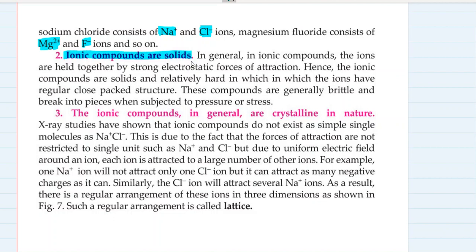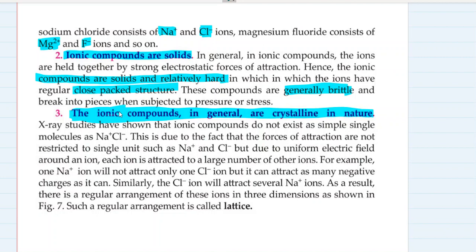Ionic compounds are solids. In general, in ionic compounds, the ions are held together by strong electrostatic forces of attraction. Hence, ionic compounds are solids and relatively hard, in which the ions have a regular close packed structure. These compounds are generally brittle and break into pieces when subjected to pressure or stress. The ionic compounds in general are crystalline in nature. What do you mean by crystalline? Crystalline means their shape is just like crystals.